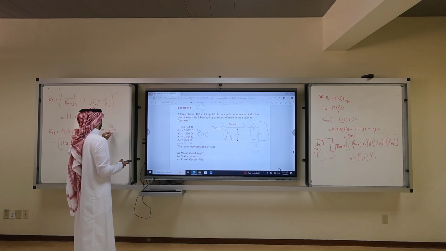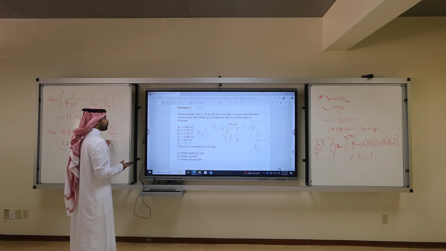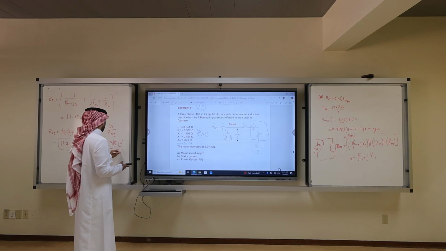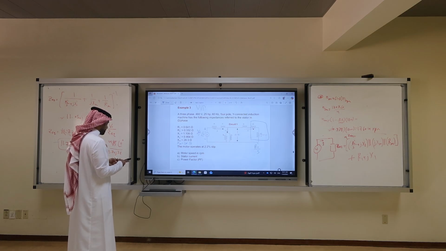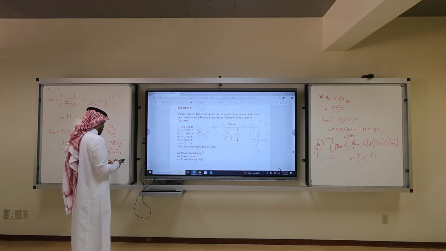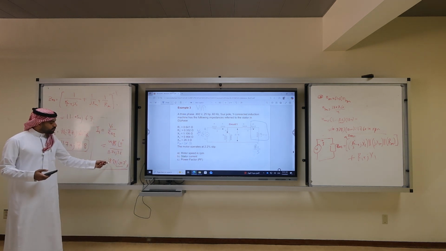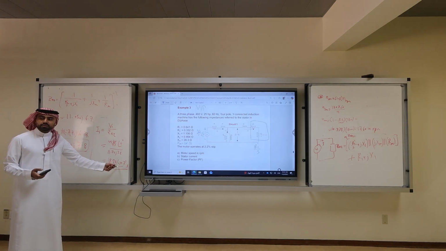So, what is I1? V1 over Z equivalent. What is V1? 460 over square root of 3 angle 0, divided by 11.7 plus J 7.8. You should get a current of 18.89 angle minus 33.7 amps. So the stator current is this current, 18.89 at an angle minus 33.7 with respect to the source.